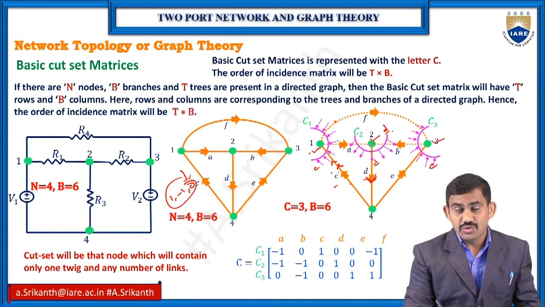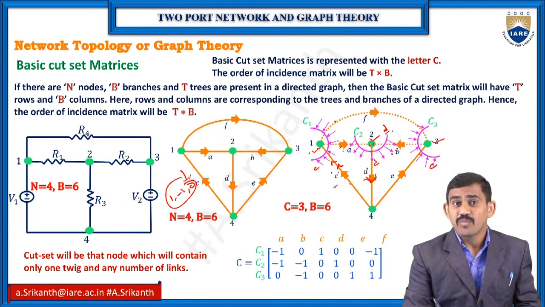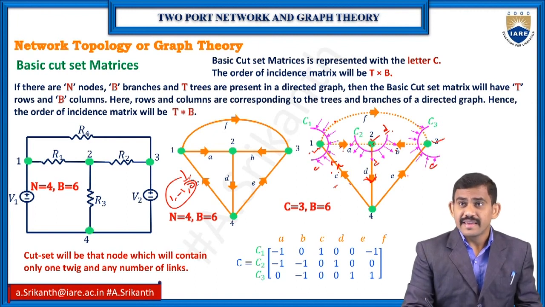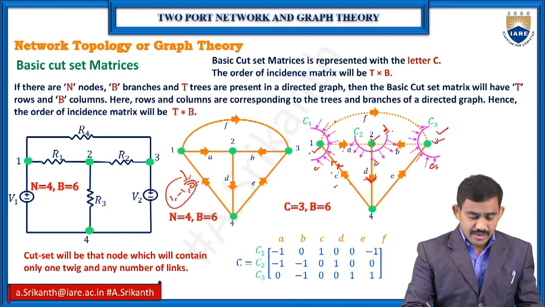So at a particular node I have A, B and D. D is my tree, and D is outgoing, so outgoings are positive. Coming to E, again incoming. So at node 3 I have the E tree. E is incoming, which means incoming currents are positive and outgoing currents are negative. Now your matrix.